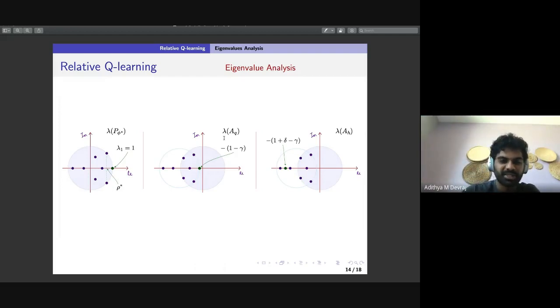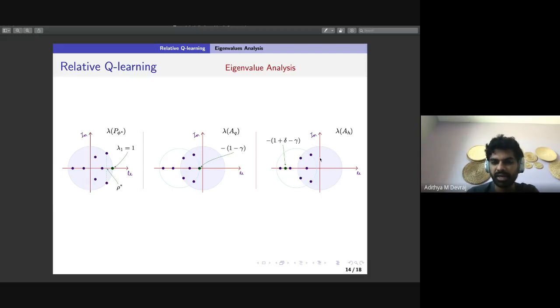So here's basically what we're doing. Here are the eigenvalues of this transition probability matrix P_c star. You have one eigenvalue at 1, and all the other eigenvalues may be on this unit disk, but their real part is strictly smaller than 1. The eigenvalues of this linearization matrix for the Q-learning algorithm are a scaled and shifted version of this. And you see that there's a problematic eigenvalue at minus 1 minus the discount factor. So what we're doing in this relative Q-learning algorithm is taking this problematic eigenvalue and moving it somewhere inside.